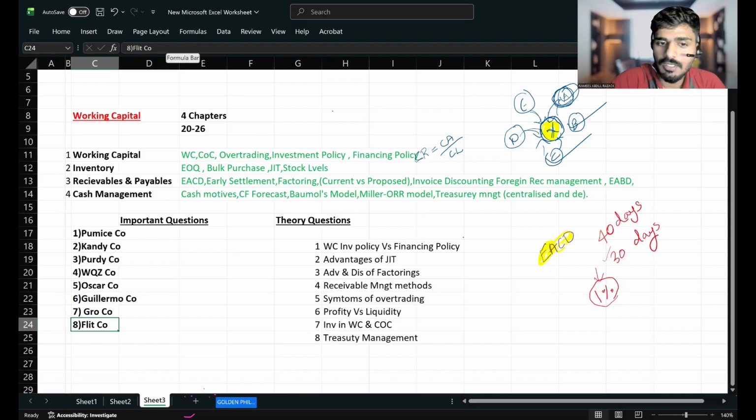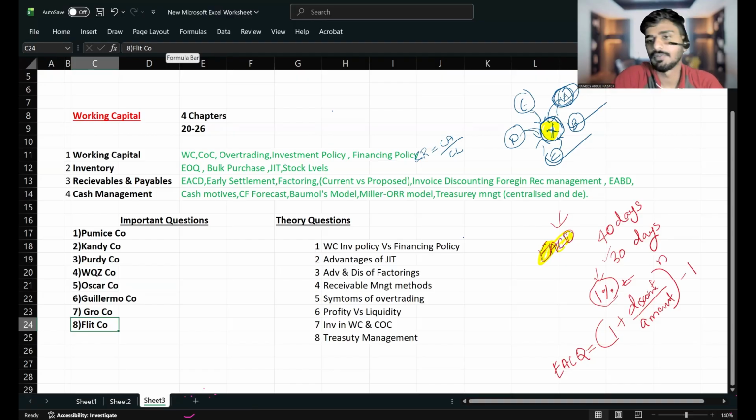That is what is discussed as EACD, which means equivalent annual cost of discount. 1% in 40 days. So over 12 months, or a year, what will be the cost? In order to calculate that, EACD, we have an equation. That equation is (1 + discount divided by amount likely to pay) raised to n, minus 1. This is the equation to calculate EACD, not EACQ, EACD. You will get a percentage.